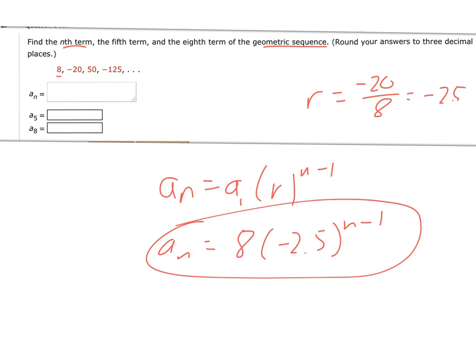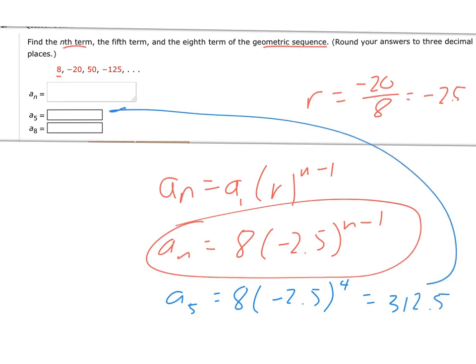And then for the next part, which is what's a sub 5, I would just plug in a 5 here, and I would type it in the calculator. And I would actually just plug that in as a 4, since I would just do that 5 minus 1 in my head. And so that would just come out to 312.5. So you can put that there. And then same thing for the a sub 8.